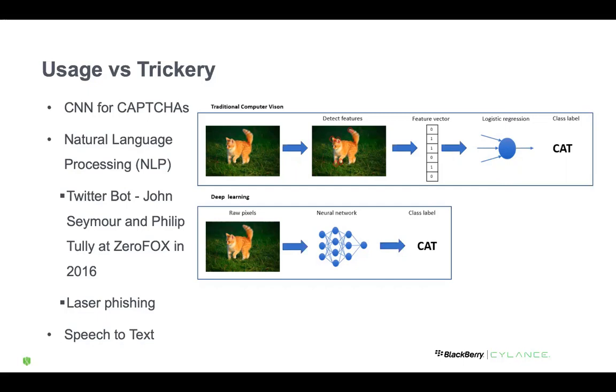The fact is that neural networks can be used for malicious purposes too, such as reading and then creating clickbait. An example of this is exactly what these two researchers, John Seymour and Philip Tully at ZeroFox, did in 2016. They created a Twitter bot that was able to understand what people were clicking on, so that they could then scrape those titles and subjects and create clickbait that was clicked on as often as what human hackers were able to create.